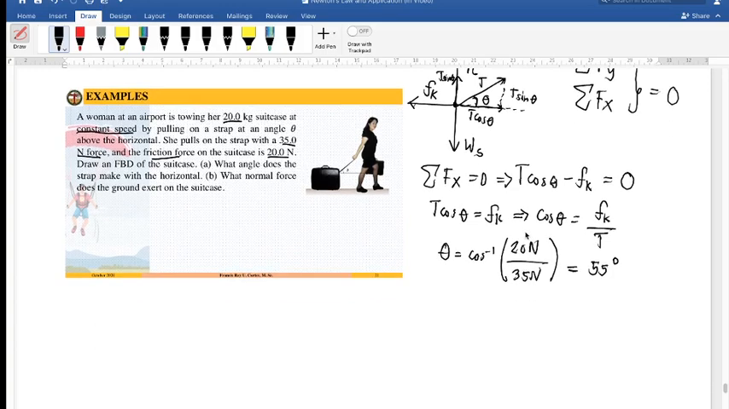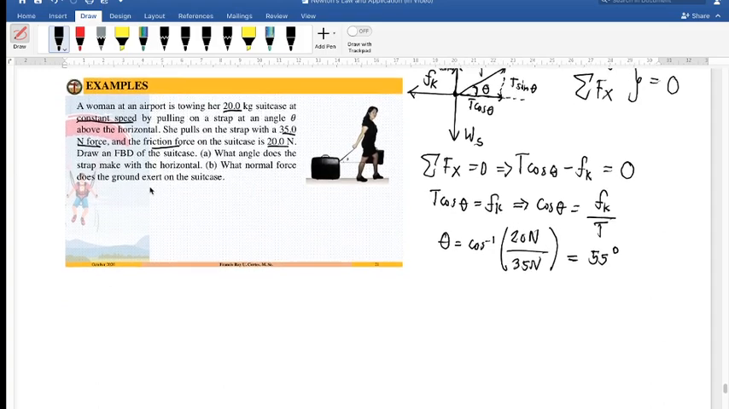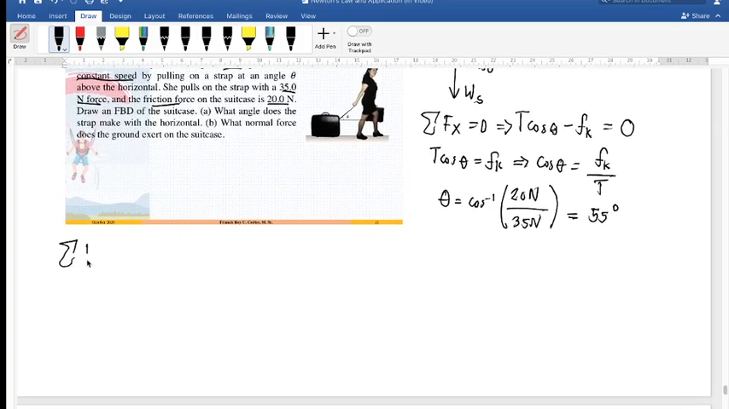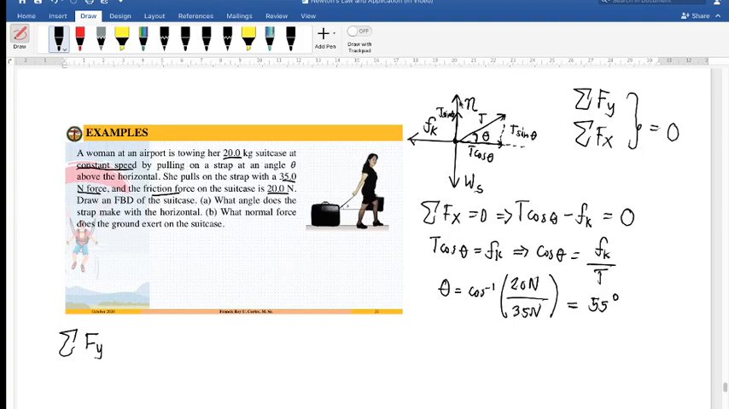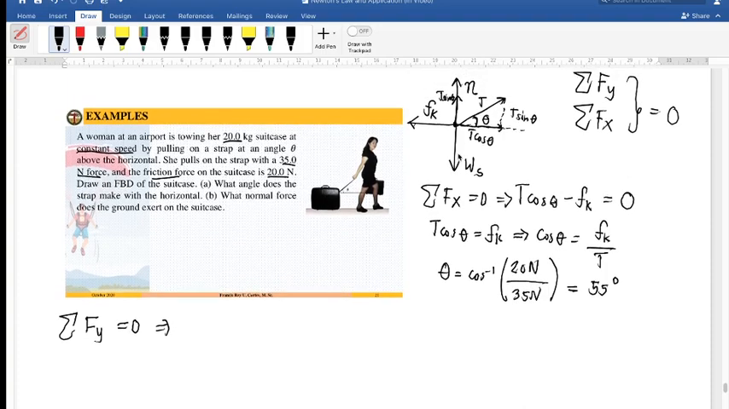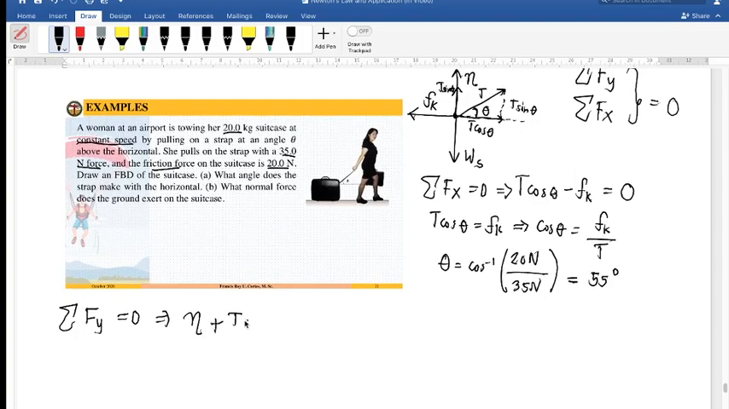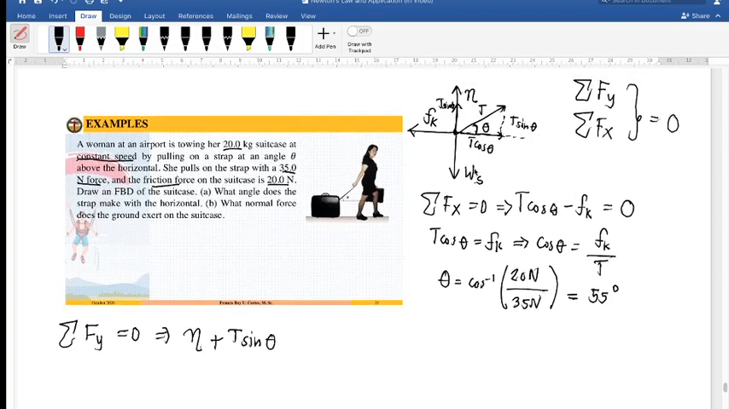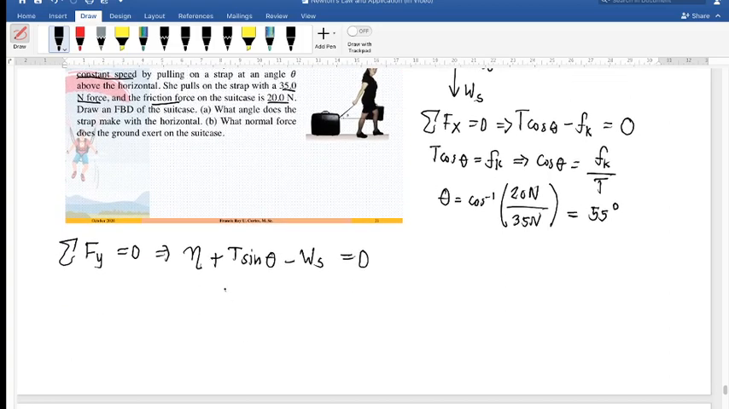So what else? How about yung normal force that the ground exerts on the suitcase? So you just have to take note of the summation of forces along y, kasi yung normal force mo along y man siya. So we have to get all the forces along y. So ano yun? We have the normal force which is positive, and plus T sine theta which is still positive, and we have the weight of the suitcase, equal to 0. Then the normal force is actually equal to the weight of the suitcase minus T sine of theta.